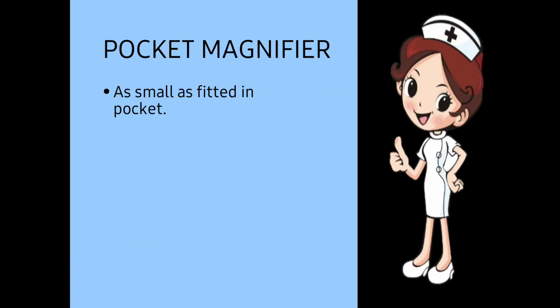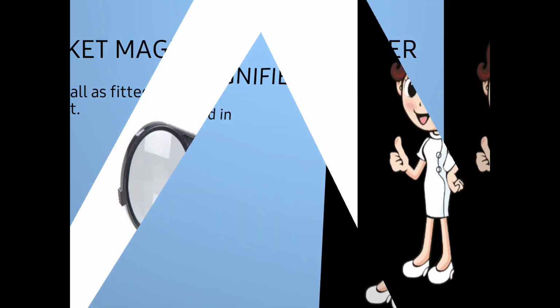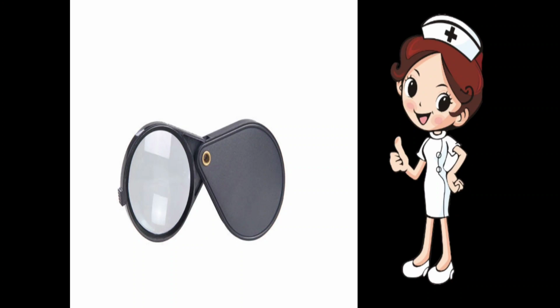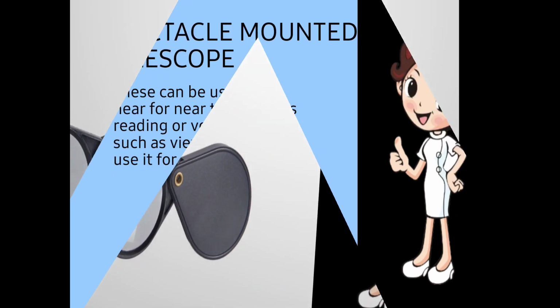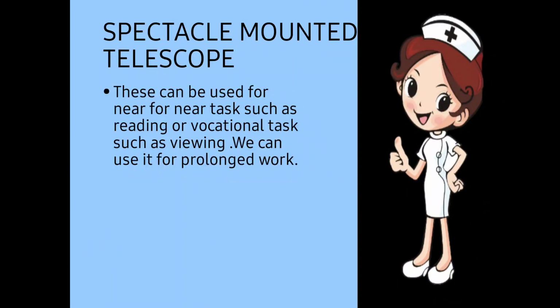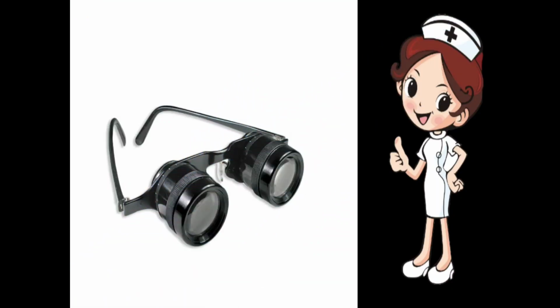Next one, pocket magnifier. It is small enough to be fitted in the pocket. We can close it, fit it in the pocket and take it where we want. Spectacle mounted telescope. These are used for near tasks such as reading or vocational tasks such as viewing, and we can use it for prolonged work. This is the spectacle mounted telescope.